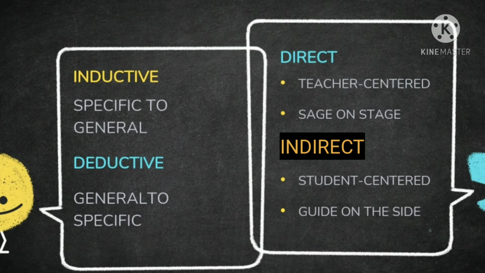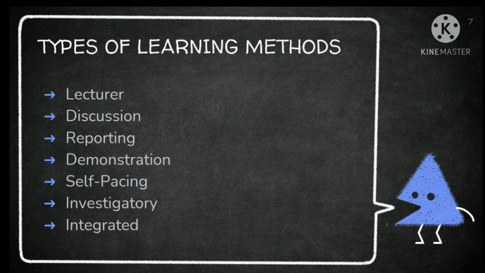Well, when we say indirect teaching method, it is student-centered. The teacher becomes just a guide on the side. So the teacher becomes just a facilitator of learning. So in the indirect teaching method, the students discover things, discover concepts on his or her own. The next teaching method that we have is lecture. We are all very familiar with this, since this is a very traditional method of teaching.